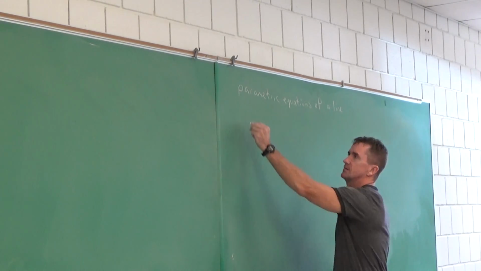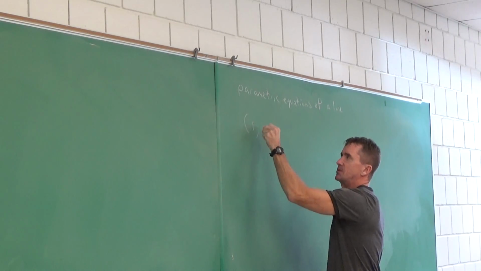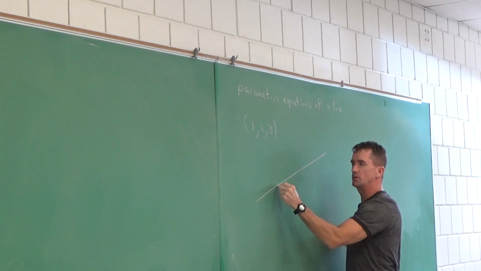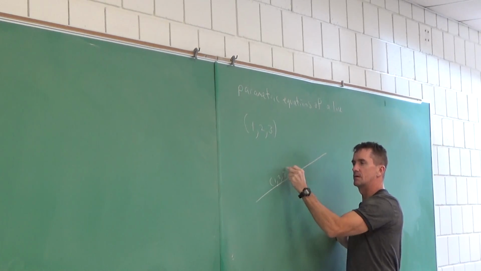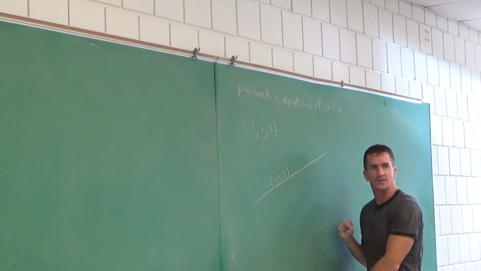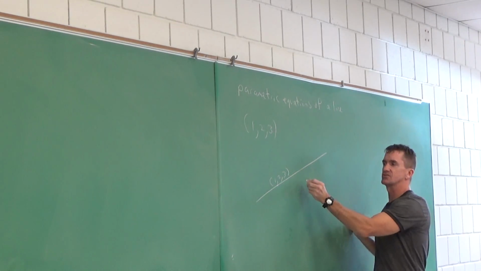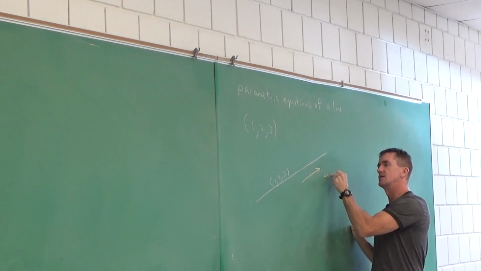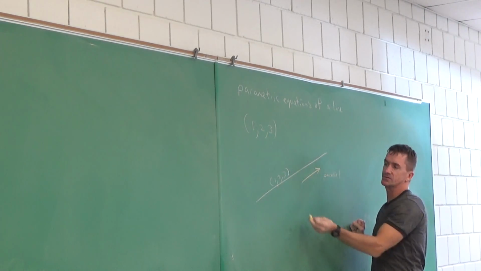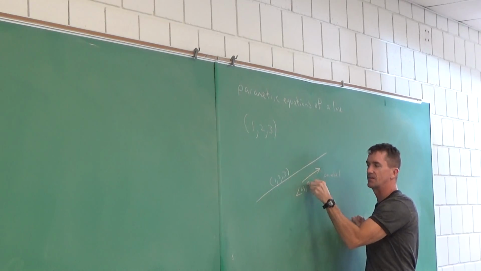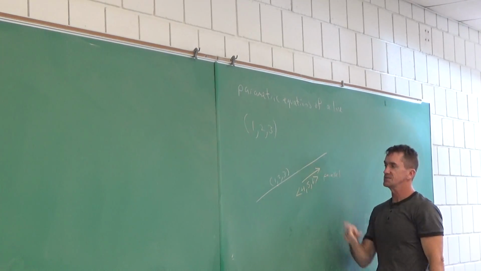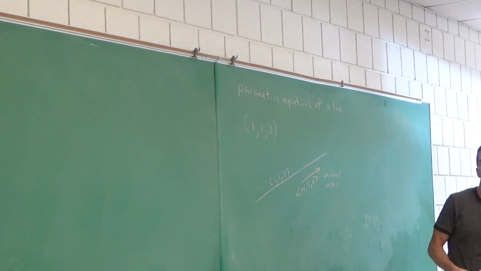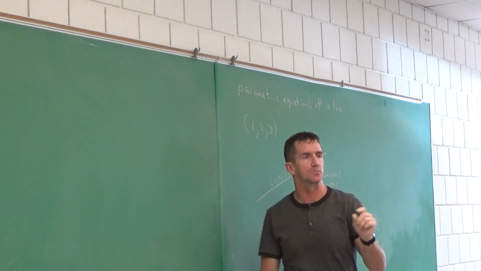Let's make up a point. How about the point 1, 2, 3? It's a point on some line in space. The key is you need to have a parallel vector, and that's essential. The parallel vector, which I'm just making up, is the vector 4, 5, 6. That's my parallel vector to the line. It runs parallel to the line.